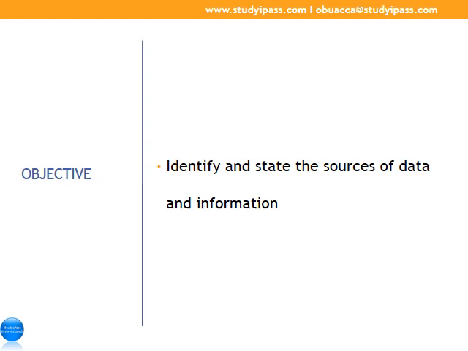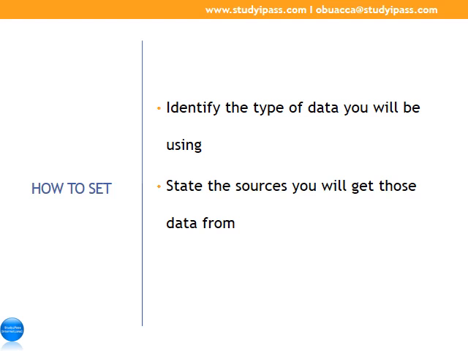The objective of 2.1 is to identify and state the sources of data and information. So what the marker is seeking to know is, what are the sources of information you'll be gathering data from? You answer by 1, identifying the type of data you'll be using, and 2, stating the sources you get those data from. This is very important because the wrong source will communicate to the marker what you have done under research report part 3.